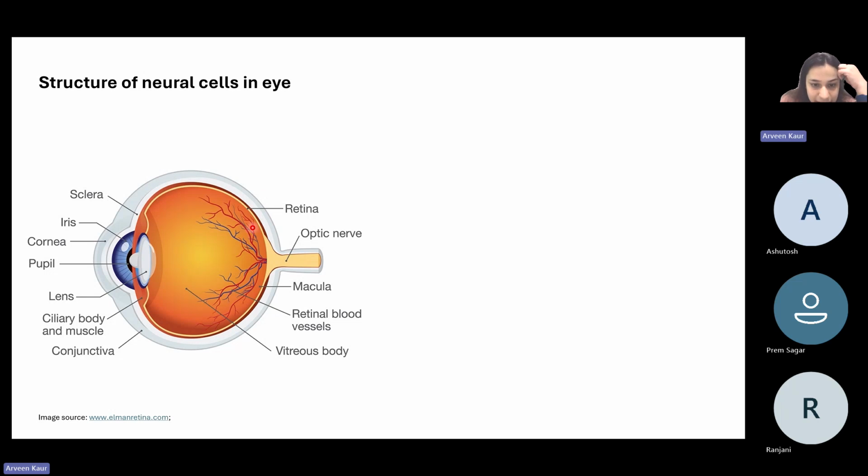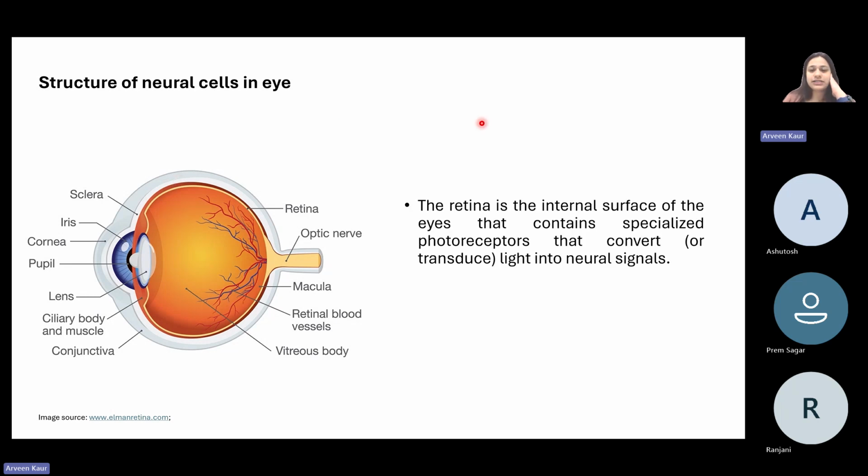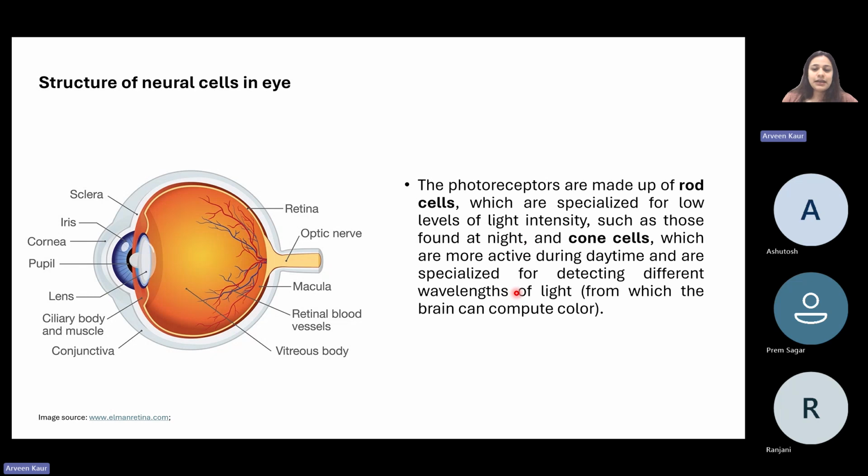You can see this retina is actually leading eventually to the optic nerve, which is going to take the signal to the brain, right? So, the retinal layer also has multiple neural cells. So, retina is the internal surface of the eye that contains specialized photoreceptors that convert light into neural signals, right?